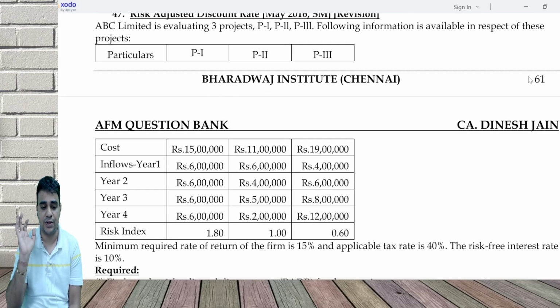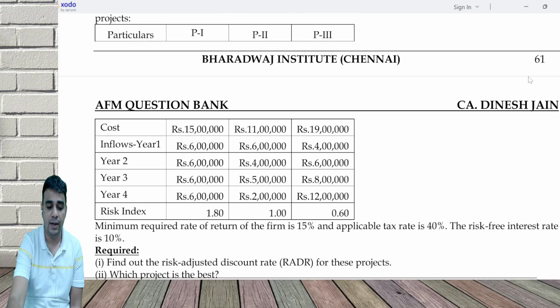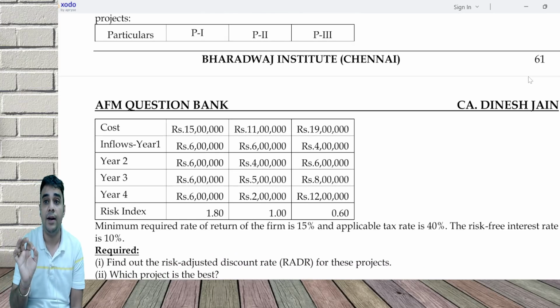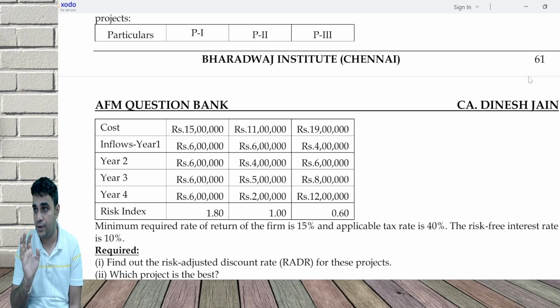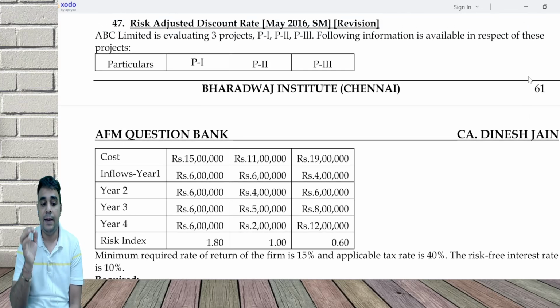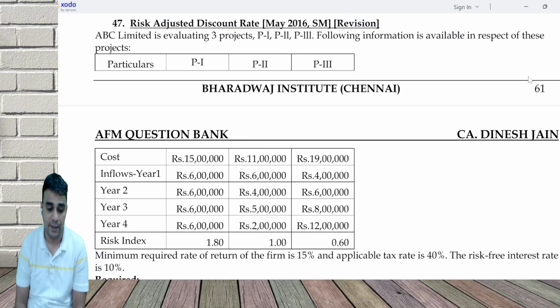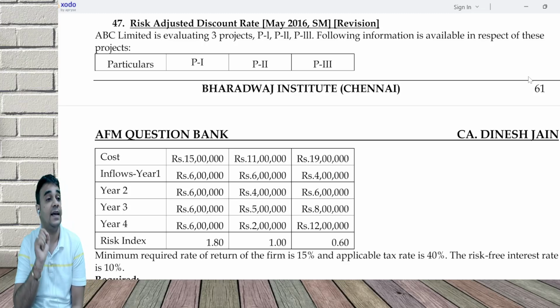Then comes this question where I will only discuss what is the RADR you want to employ. Calculation of NPV, I don't want to do it because year cash flow is directly given. So ABC is evaluating 3 projects P1, P2 and P3. Following data is available. Cost, initial outflow, inflow of first year, second year, third year, fourth year. Risk index is given. I've discussed this in an MCQ.